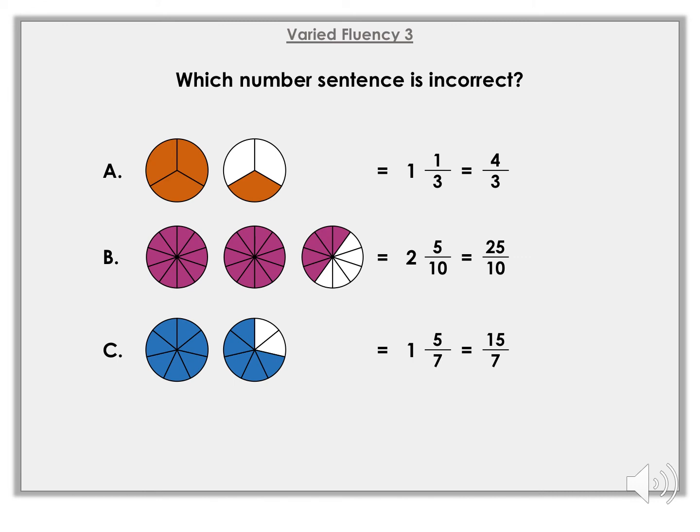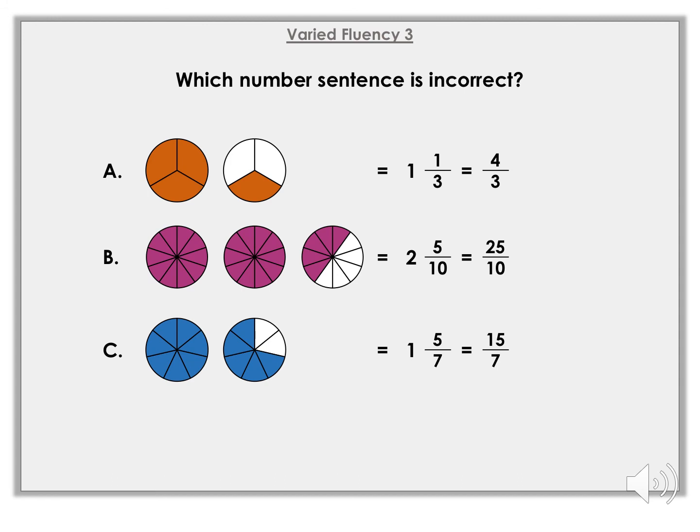How many pieces is that cut into? You need to count them up. I hope you've realised they are chopped into tenths. So I've got 2 wholes. Yes, I have. Have I got 5 tenths? 5 pieces out of 10. Yes, I have. So the mixed number is correct.